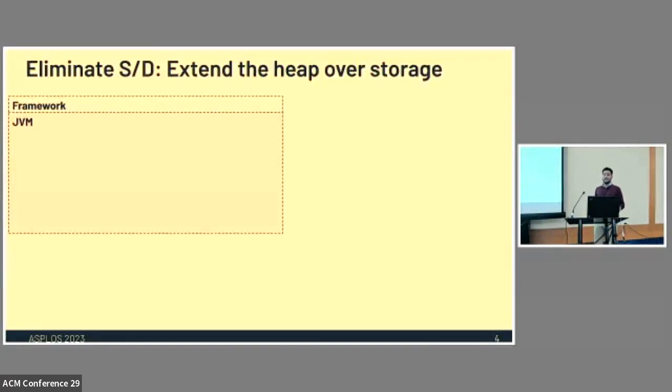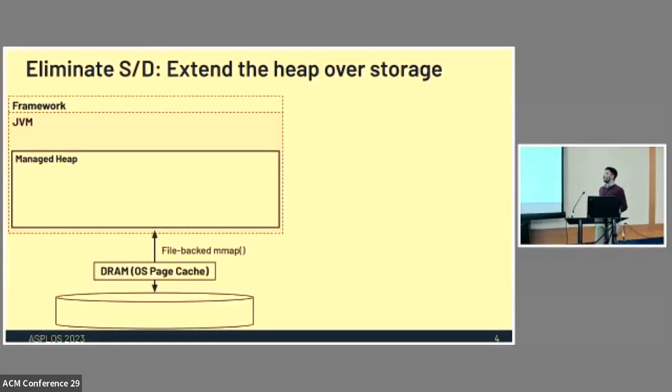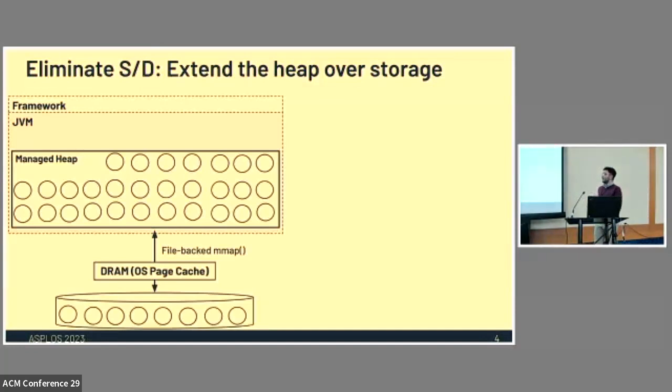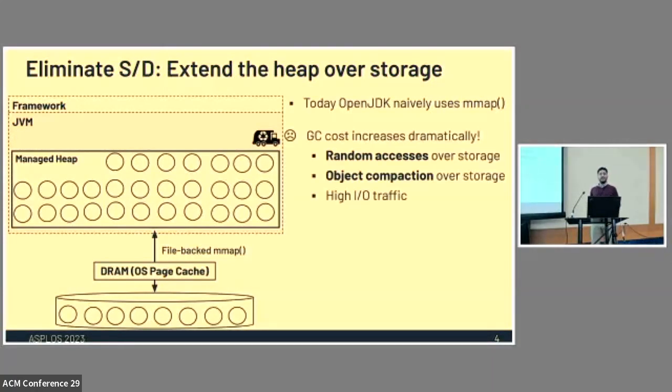To eliminate serialization-deserialization, we need to extend the managed heap over a fast storage device, so that this heap is memory mapped over the storage device. This is an approach that OpenJDK today supports naively by using mmap. However, the garbage collection over such a device heap can be very, very expensive. This is because the garbage collector needs to perform random access to the objects that now lie in the storage device, and also compact and reclaim dead objects which now lie over the storage device. These two operations introduce high I/O traffic. To resolve this problem, we need a solution that eliminates serialization without increasing garbage collection cost.